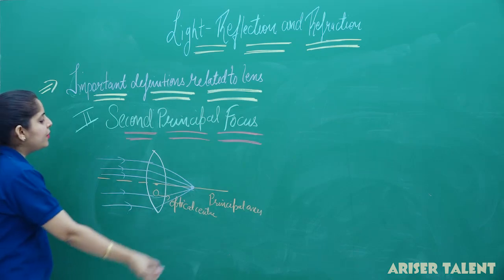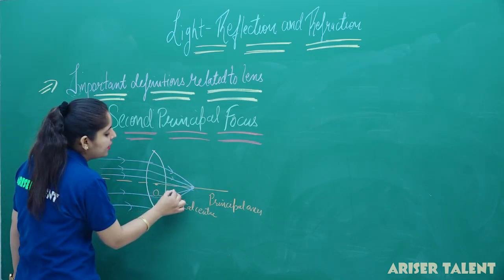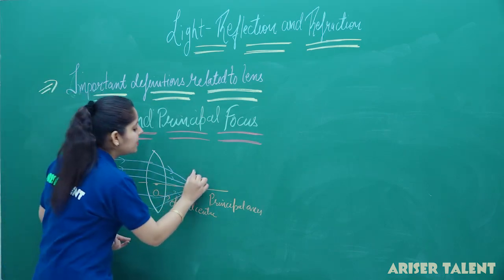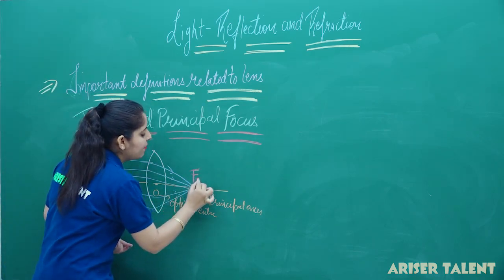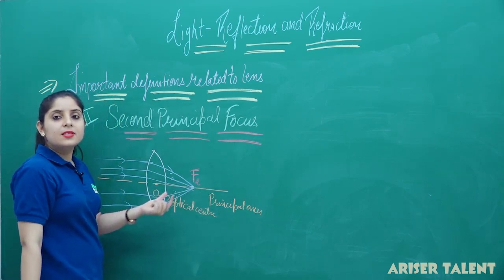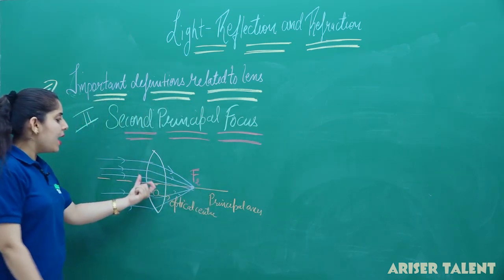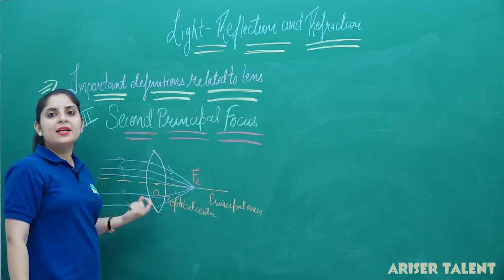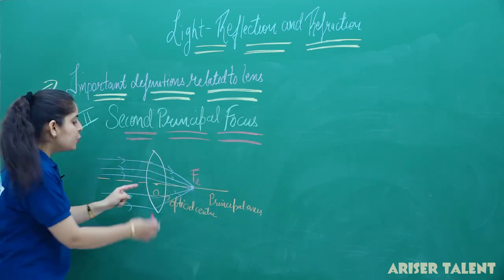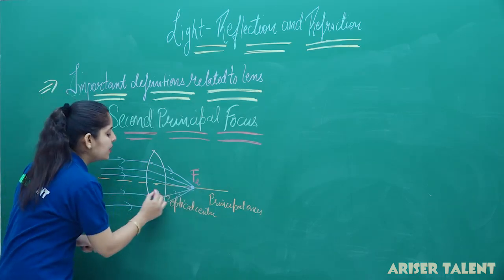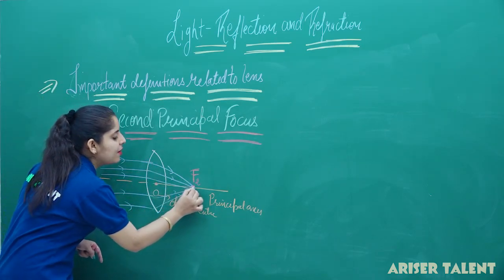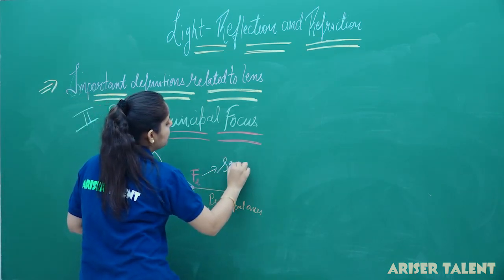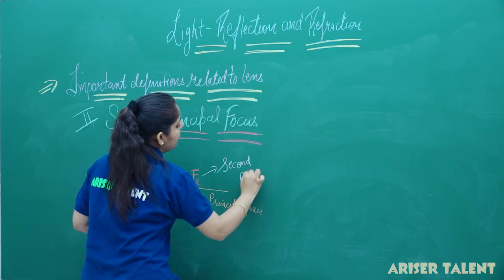These light rays after refraction are going to converge at a point, and this point in this case will be our second principal focus, and we can write it as F2. This is our second principal focus, and the distance between the second principal focus and optical center will be our second focal length. So now we will get the focal length here. This is our optical center and this is our second principal focus.